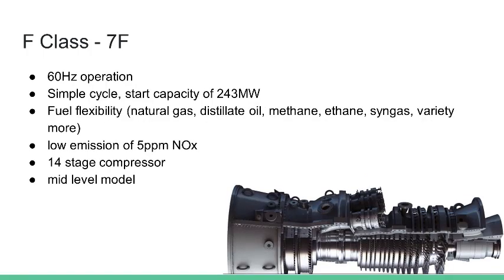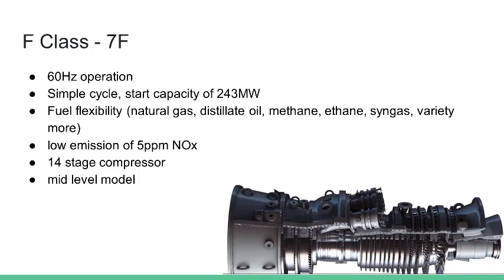The second version of the F-class we'll be looking at is the 7F model. For this class, we will be talking about the 05 version. This model is cheaper, easier to maintain, as well as versatile. It is operable at 60 hertz, single cycle, and is extremely responsive compared to its predecessor. With a start capacity of 243 megawatts, as well as low emissions and grid stability logic, it makes it perfect for supporting renewable energy growth.